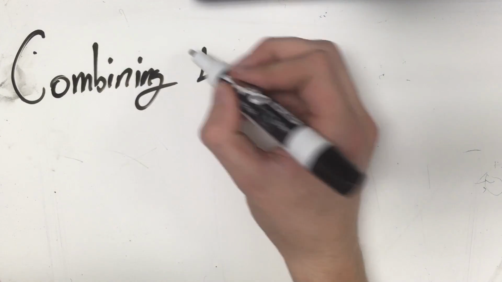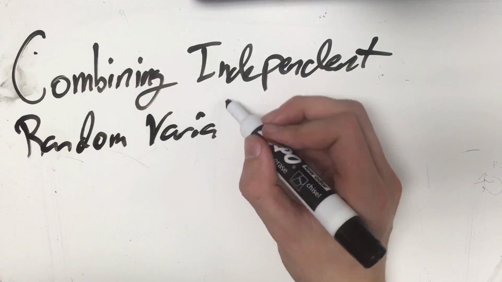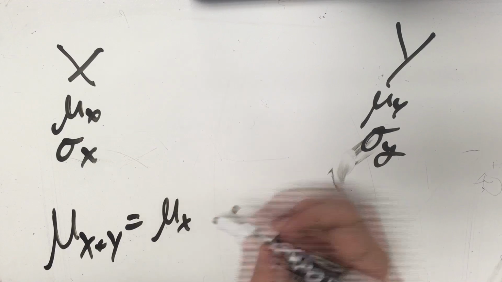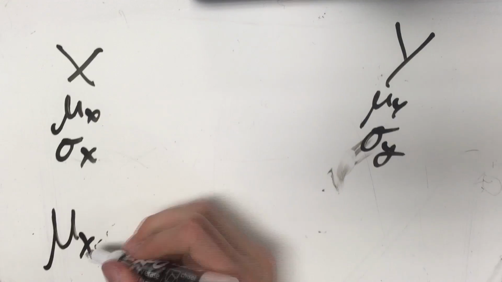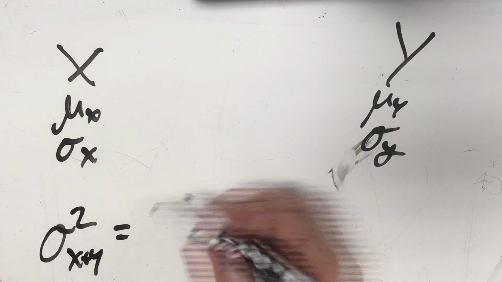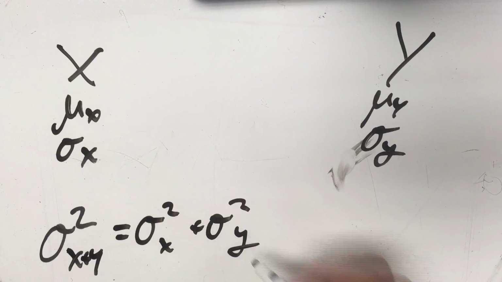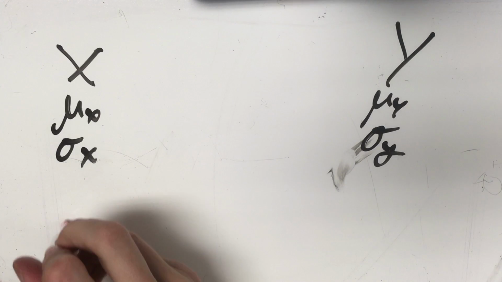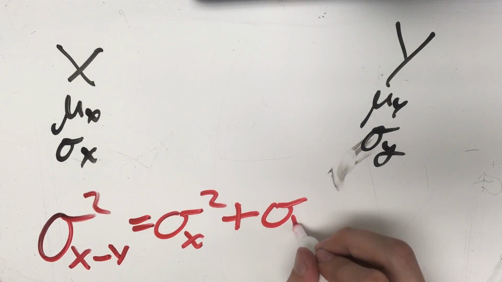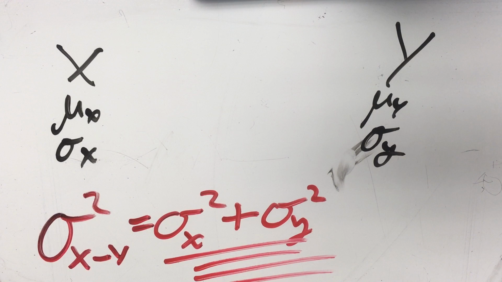And now on to our final topic, combining independent random variables. The mean of the sum of two independent random variables is the sum of their means, and the mean of the difference of two independent random variables is the difference of their means. The variance, recall that variance is the standard deviation squared, of the sum or difference of two independent random variables is the sum of their variances. A common misconception is that the variance of the difference of two independent random variables is found by subtracting their variances, but you must always remember to add for both the variance of the sum and the difference of two independent random variables.